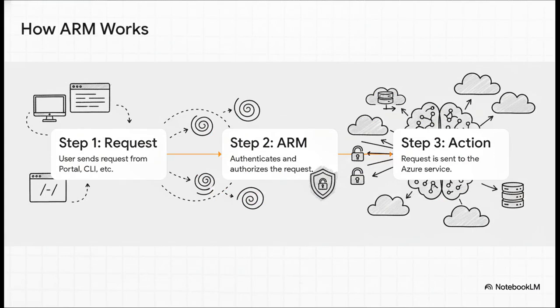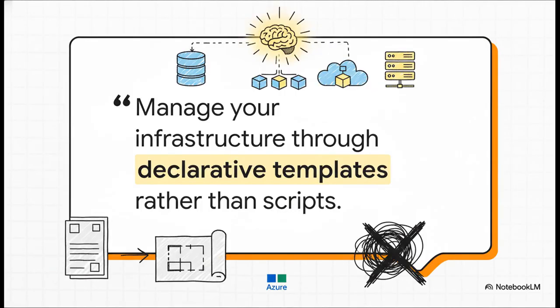It's actually pretty simple. You make a request from whatever tool you're using, ARM steps in, checks who you are, and makes sure you have permission. Then it passes that action along to the right Azure service. This is why everything stays consistent, no matter how you're managing Azure. And that central control point is what makes infrastructure as code, or IaC, possible.